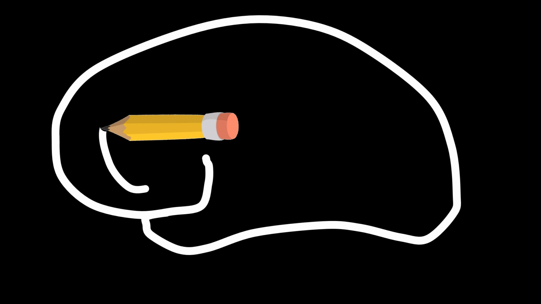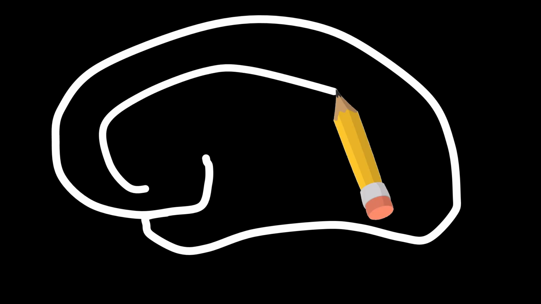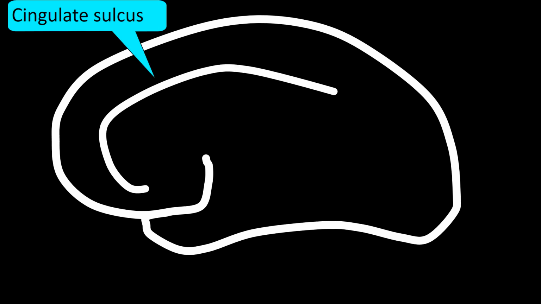From there we should draw a line going upwards following the edge of the frontal region and then backwards till about a third of the way to the occipital pole. This is the cingulate sulcus.